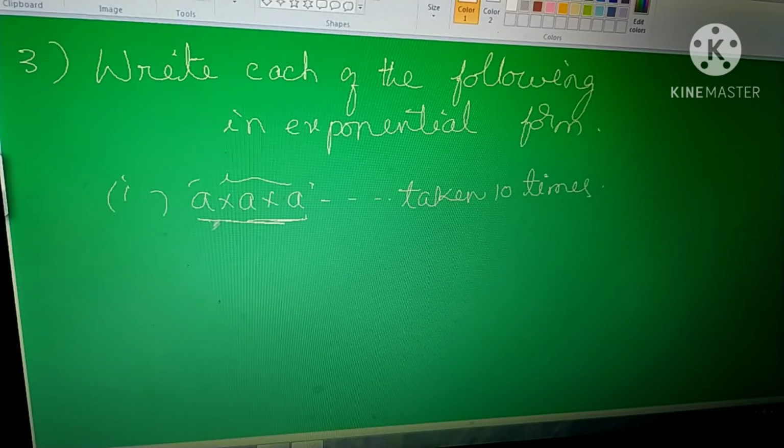See here. In the base you have to write the given variable. After that, how many times is it repeating here? Taken 10 times. That means 10 times this A is repeating, so we have to multiply this A 10 times. That means we can write in the power 10. In short form, using powers, we can write A power 10. This is the exponential form. Write down that one. Exponential form is equal to A power 10.